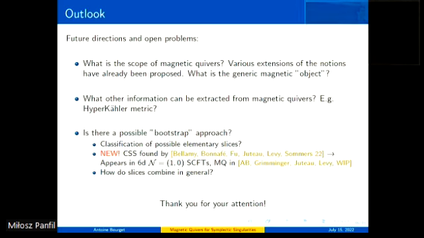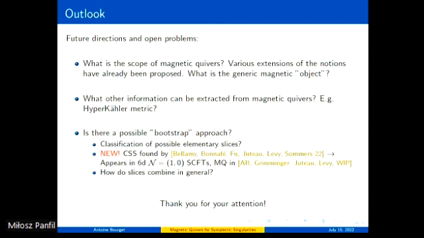Can you describe every symplectic singularity with magnetic quivers? The answer is probably no, or rather it depends on what your definition is. You can extend the definition in various ways. I've only presented here the simplest objects, but there is a question of what is the most generic magnetic object. And then, what other information can be extracted from magnetic quivers? Can you say anything about the hyperKähler metric, for instance? And finally, is there a possible bootstrap approach, like a bottom-up approach?